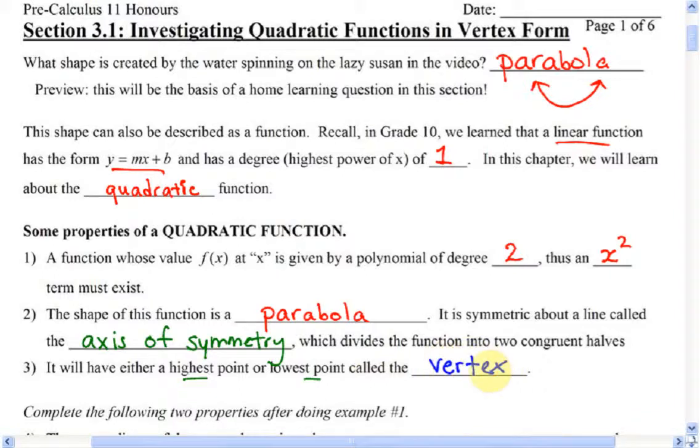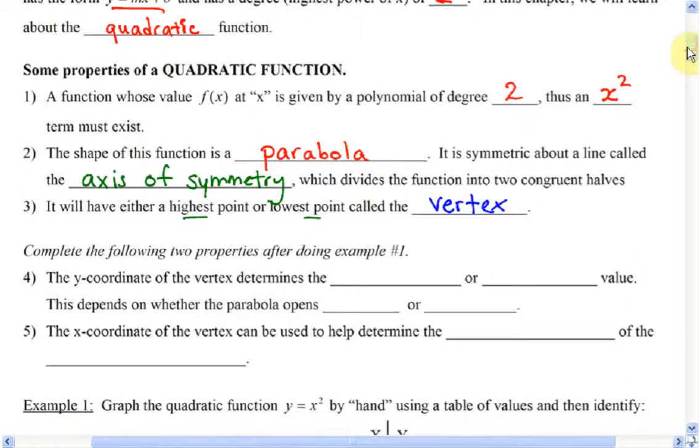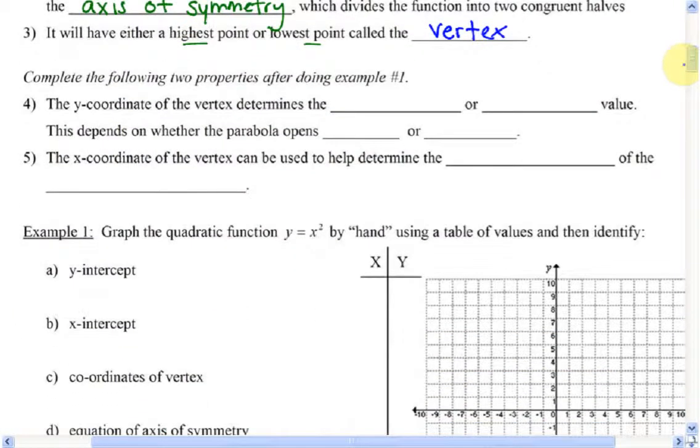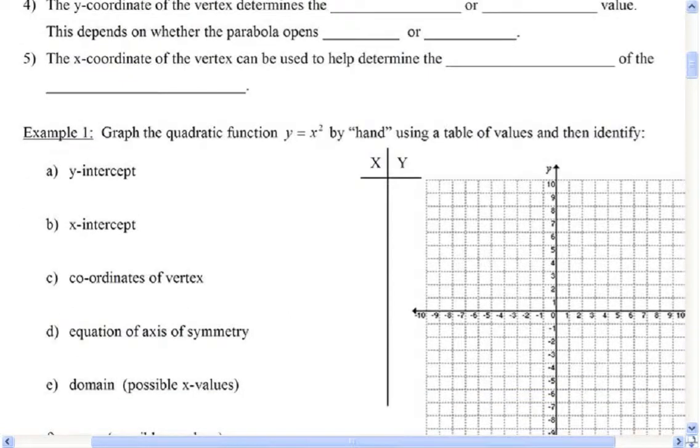Here's what I'd like to do before I talk more about some of these properties of a quadratic function. I'd like you to skip 4 and 5 right now and go down to example 1. I'd like you to graph the quadratic function by hand. So no calculator right now. To do so, please use the following x values: -3, -2, -1, 0, 1, 2, and 3. Let's go ahead and plot those right now. You do that, please.